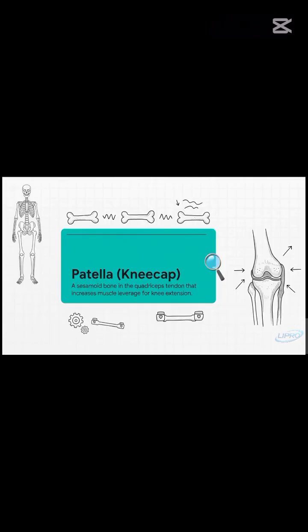And what about the patella, or as you probably call it, the kneecap? Well, it's a special type of bone called a sesamoid bone. That just means it's a bone that's embedded within a tendon, specifically the quadriceps tendon. Its main job isn't just protection, it's mechanical. It acts like a pulley, increasing the leverage for your quad muscle. This makes you much more powerful when you extend or straighten your knee.